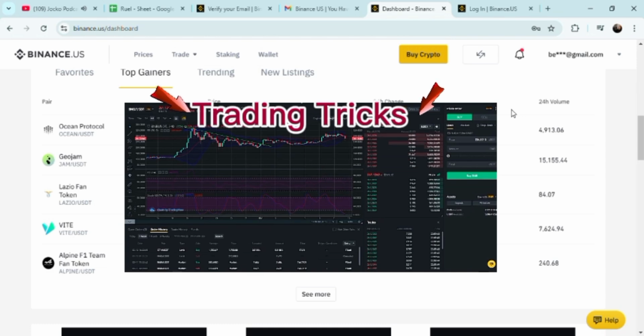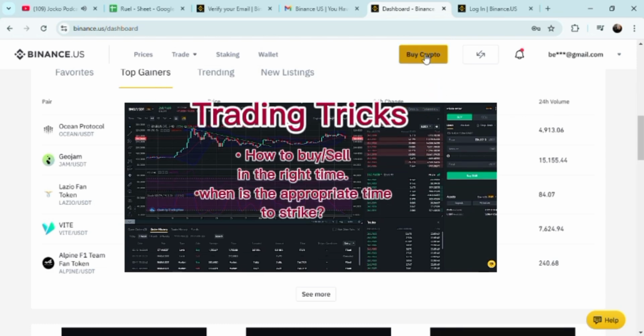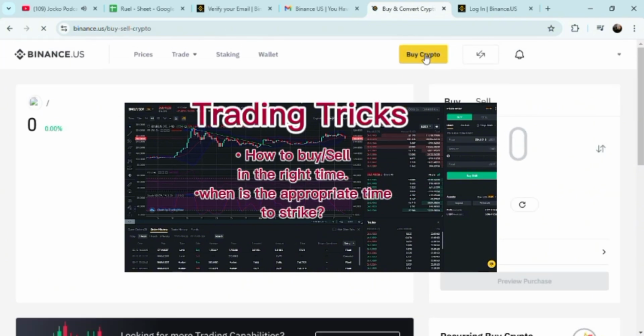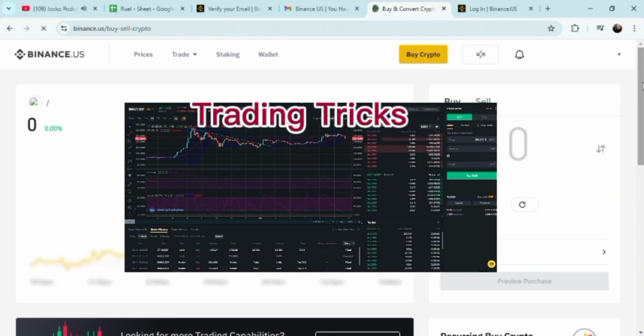So disclaimer, this is all about trading. Simple tricks and tips that I can give to newbies, basically on when to buy and sell at the right time, when's the appropriate time to strike. The rule is simple, right? Basically, buy low, sell high.